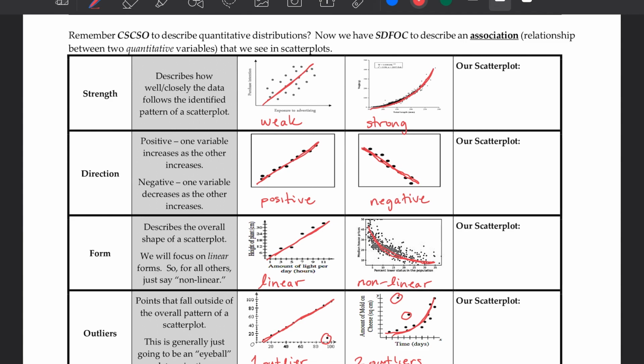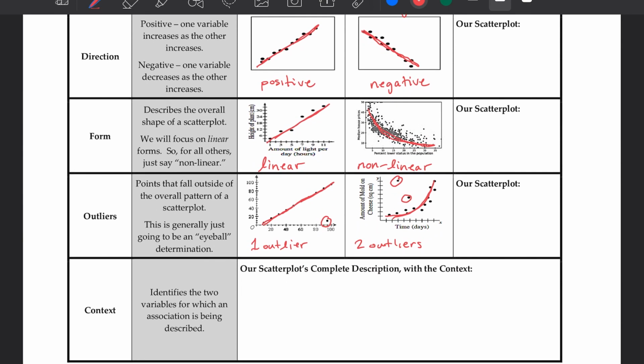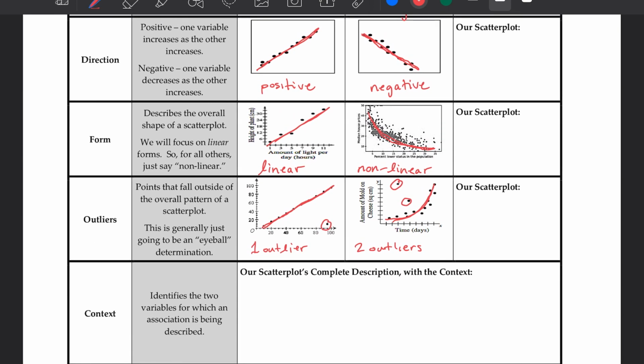So anyways, why don't you take a moment to see, does our scatter plot up at the top have any outliers? And if so, where would they be? Cool. And so we're going to try to piece this all together. I'll get you started here with how to describe what's going on here.